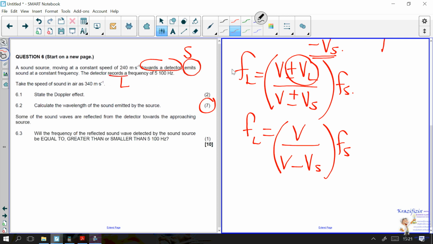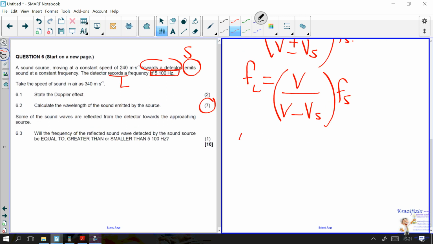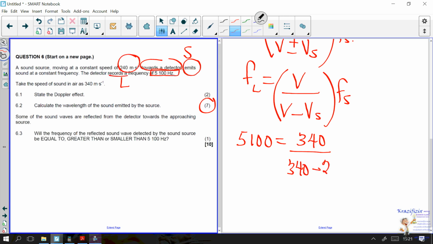Now, do I have the frequency of the listener? We are told the listener's frequency is 5100. What is the speed of sound V? 340 over 340, and the source is moving at what? 240.